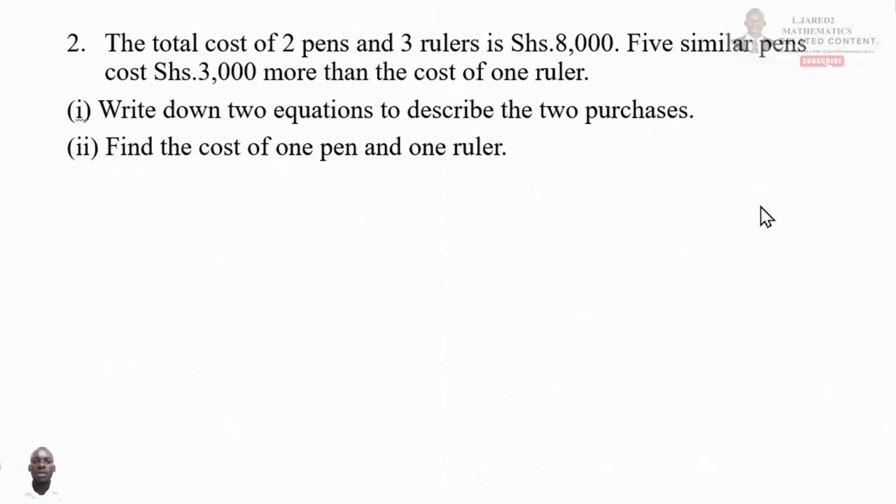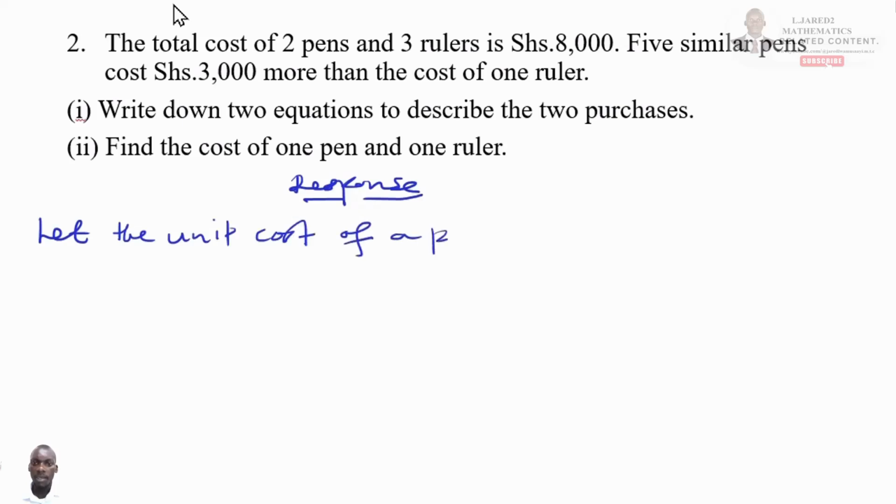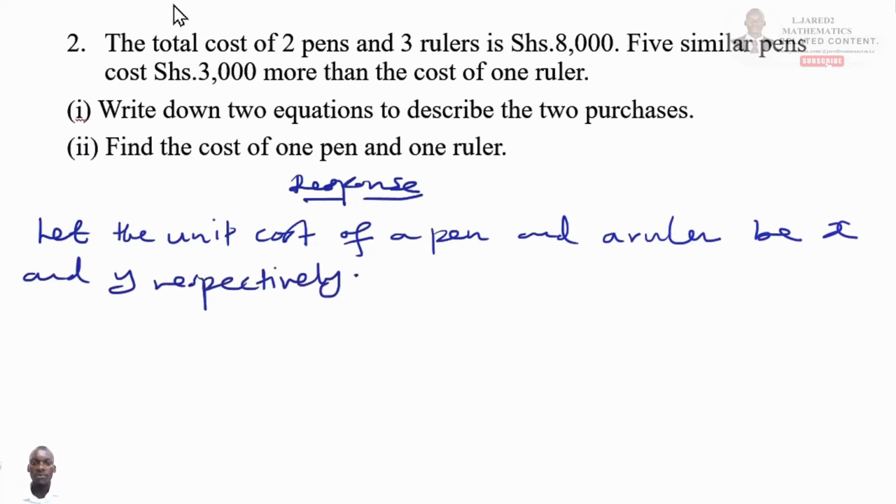Example number 2. The total cost of 2 pens and 3 rulers is shillings 8,000. 5 similar pens cost shillings 3,000 more than the cost of 1 ruler. So in here, as usual, we have our response. We begin by letting the unit cost of a pen and a ruler be x and y respectively. So now we have defined our variables, our unknowns.